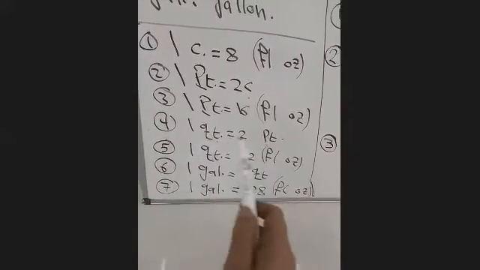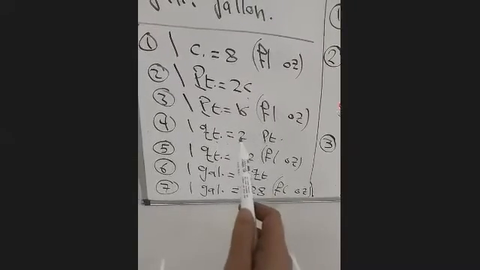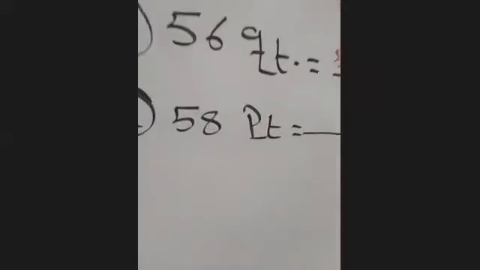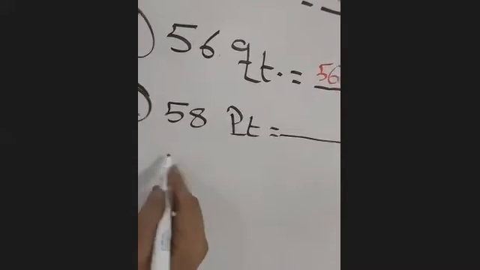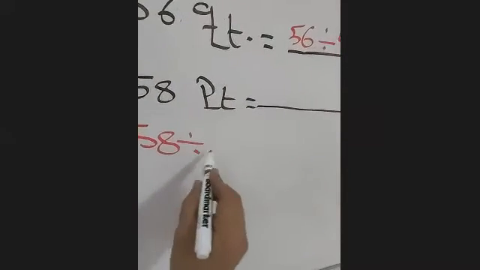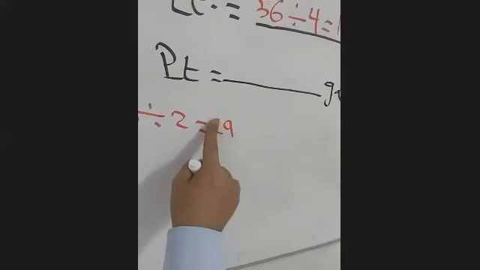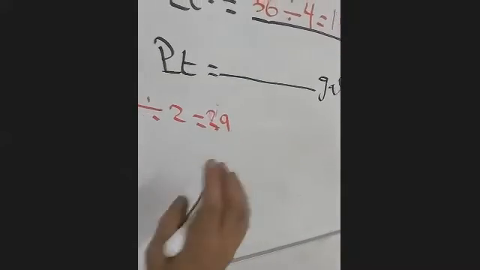How? We divide by 2. Excellent. So 58, we divide it by 2. 58 divided by 2 equals 29. 29 what?